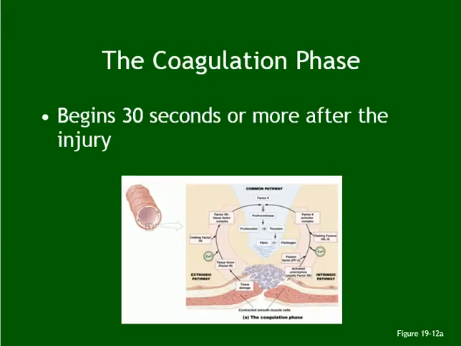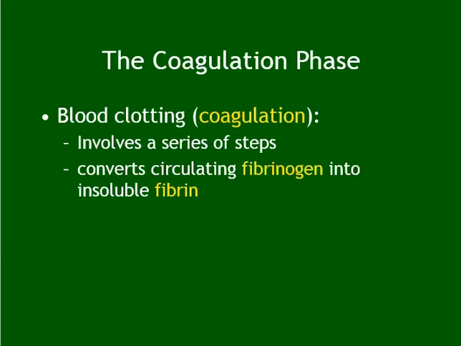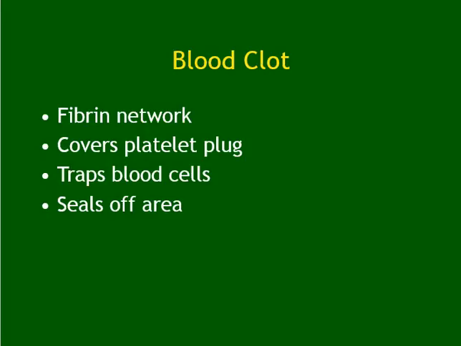The next phase is the coagulation process. It will start after the platelets, after 30 seconds, and it's basically fibrinogen to fibrin. You're forming a blood clot. What is the blood clot? It is platelets entangled with fibrin.